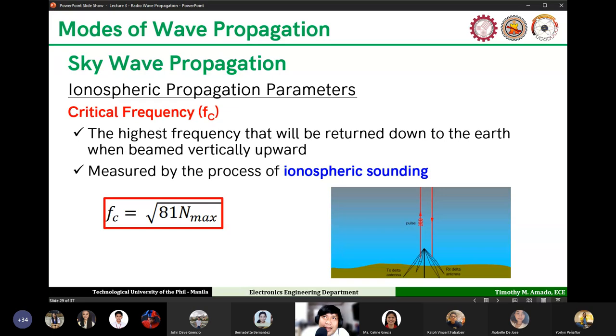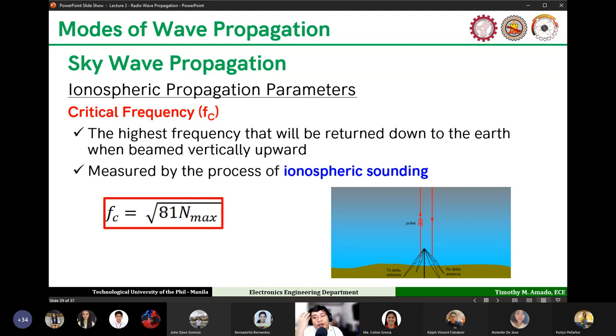So, ang gagawin mo is magpapadala ka ng signal. So, let's say 4 MHz, bumalik siya with the same time. You use 5 MHz, bumalik siya at the same time. Tinasa mo ulit, you use 6 MHz, bumalik siya at the same time. Then, you use 7 MHz, no? Bumalik siya pero mas matagal. So, ibig sabihin, hindi na siya same height. So, what's your critical frequency? 6 MHz. Nagets, guys?